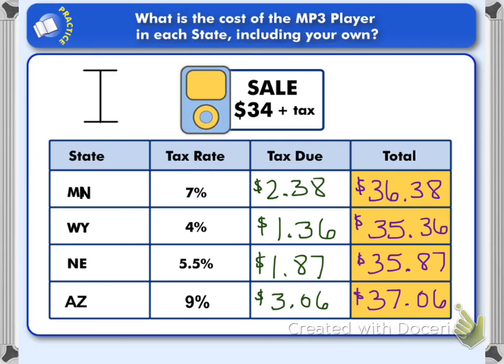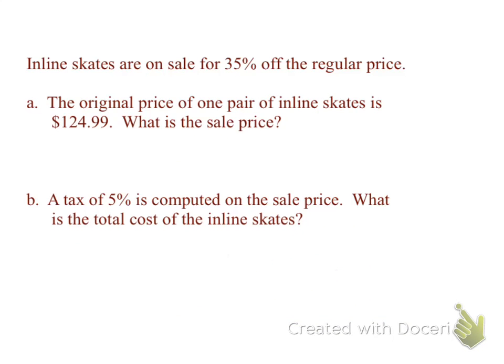If you got stuck, here's what I did. I turned all of these percents into a decimal. Once I turned them all into a decimal, oh, careful, this one's kind of tricky, this Nebraska one. That's your decimal. And down here for Arizona. And then I just multiply all of those by $34. That's how I got the tax. After I got the tax, I just added it onto the $34. Okay, last problem we're going to do. Pause it, read it to yourself, and do A and B, then check in with me.